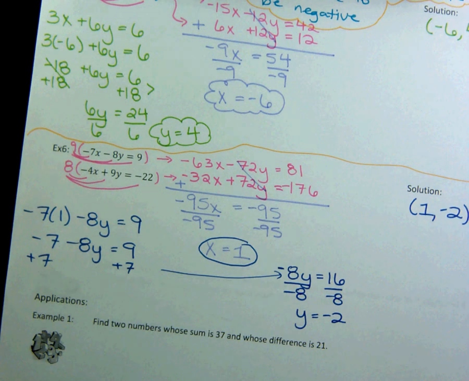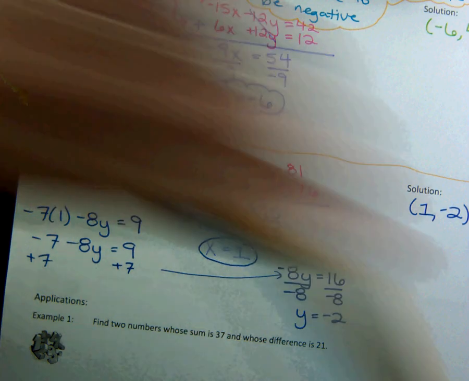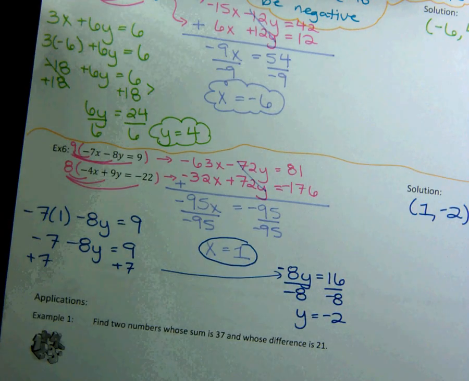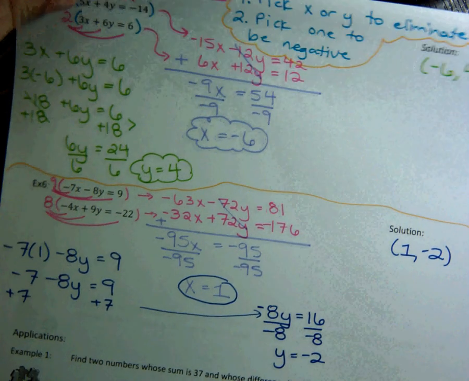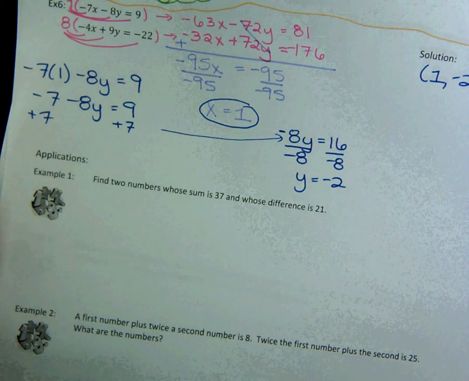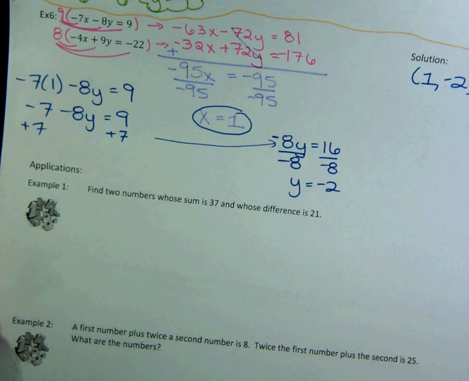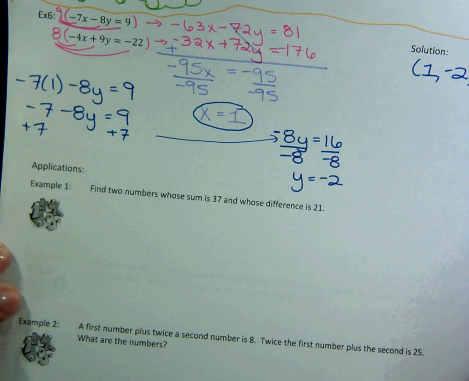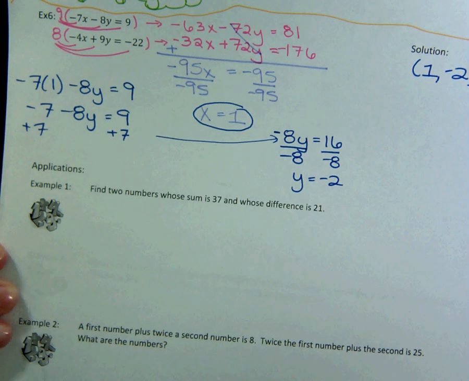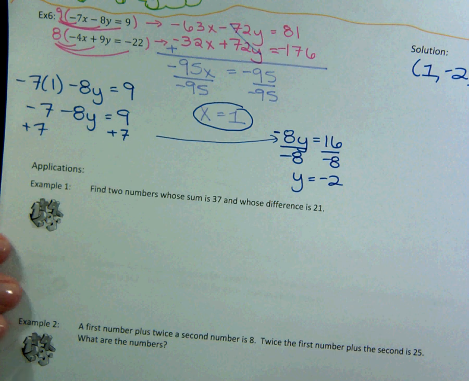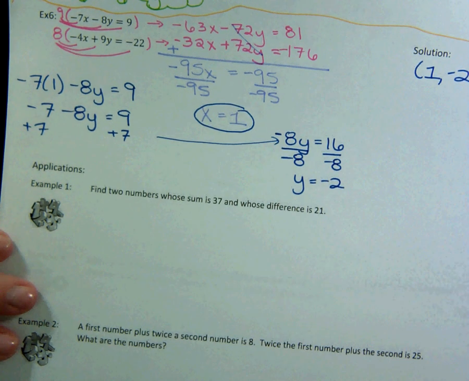Now we're going to look at some applications using the elimination method. These are generally easier to set up and therefore easier to solve. You'll find these application problems a little bit less stressful. So example 1 says find two numbers whose sum is 37 and whose difference is 21.